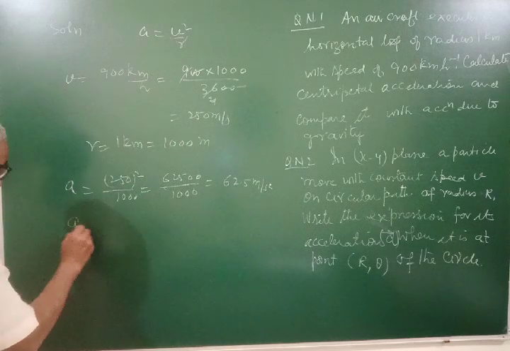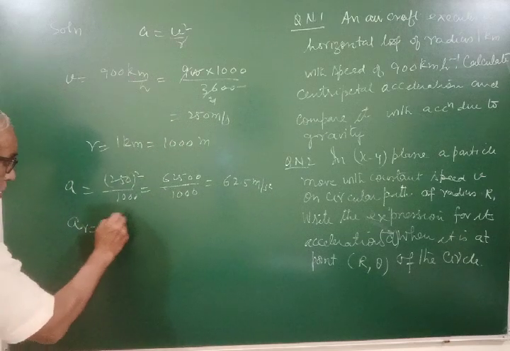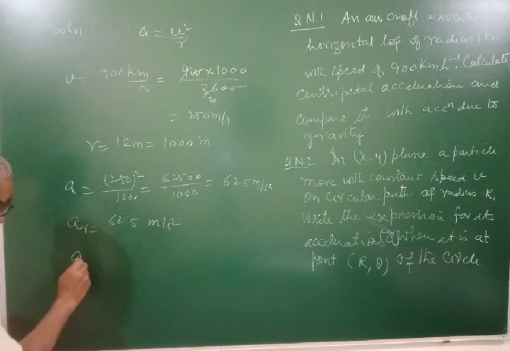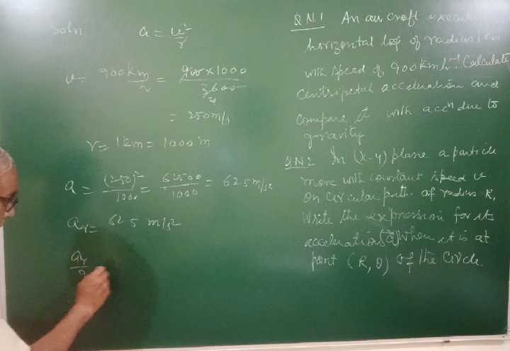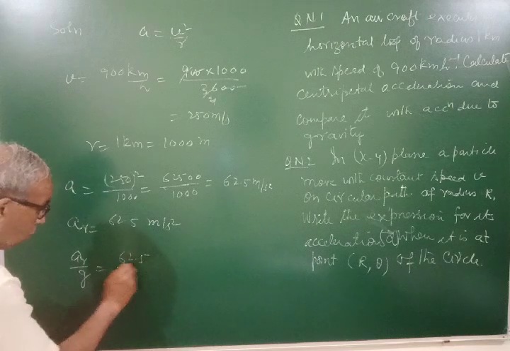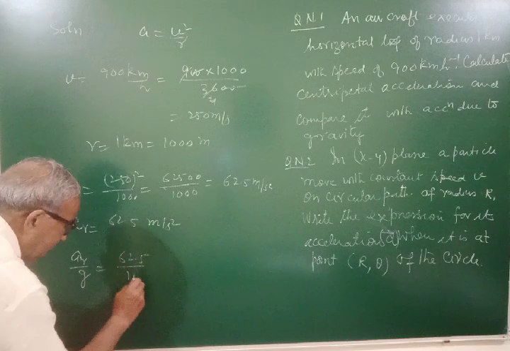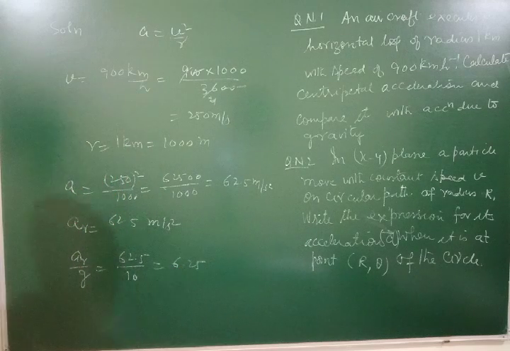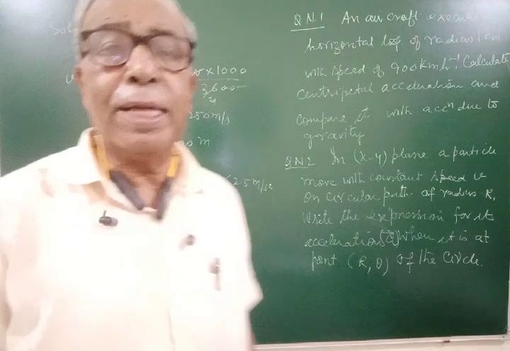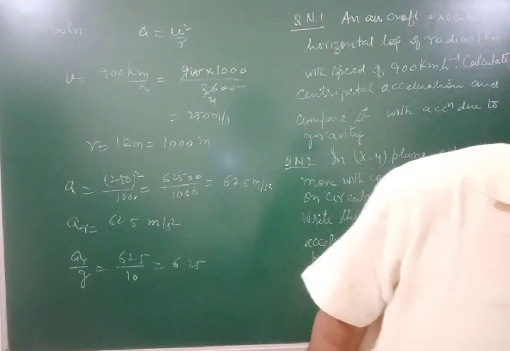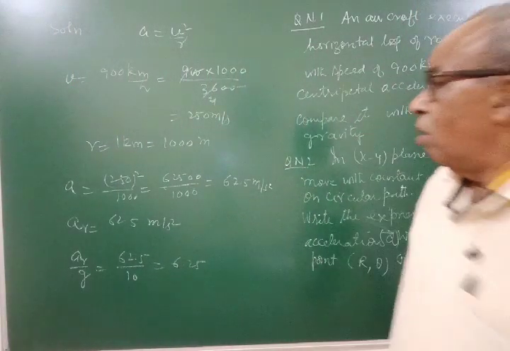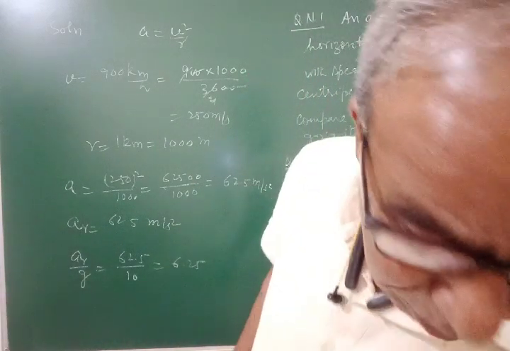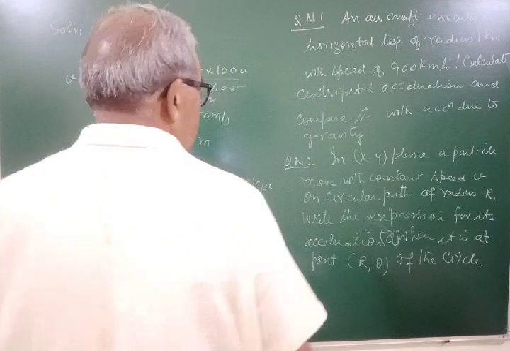So the radial acceleration here comes out to 62.5 meter per second square, and hence a_r upon g is 62.5 upon, if I take g as 10, 6.25. This is a ratio. That means the centripetal acceleration is 6.25 times more than g. So this was simply a practice question. The direction will be towards the center.